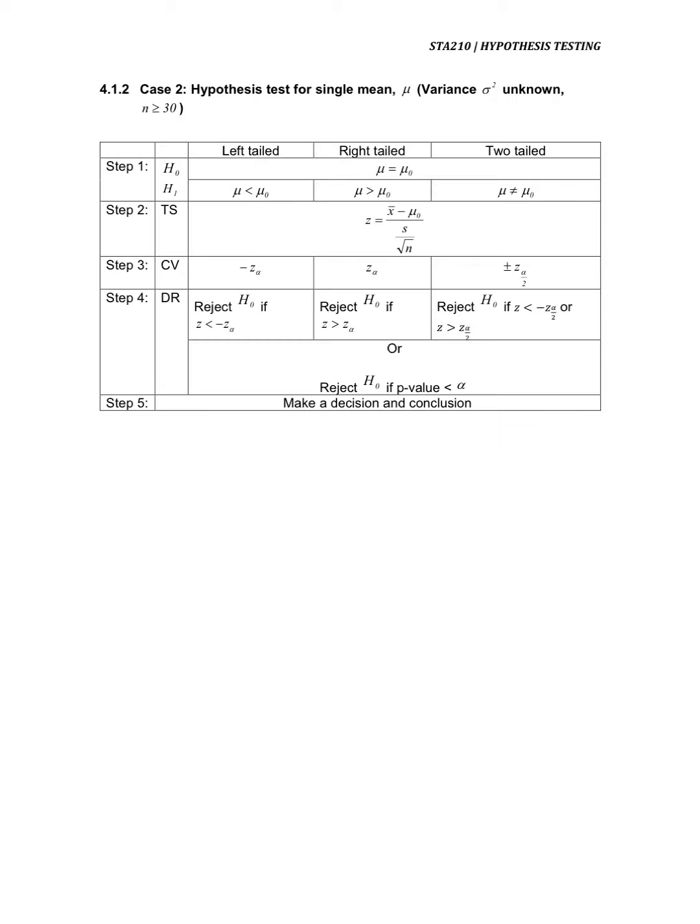Now let's take a look at case number 2. Hypothesis testing for a single mean. Variance is unknown, but our n is large. Large here means greater than or equal to 30. Recapping case number 1, we know the population variance or population standard deviation.